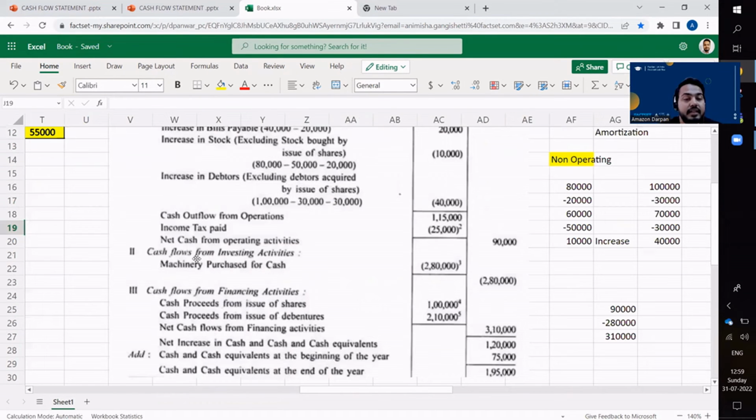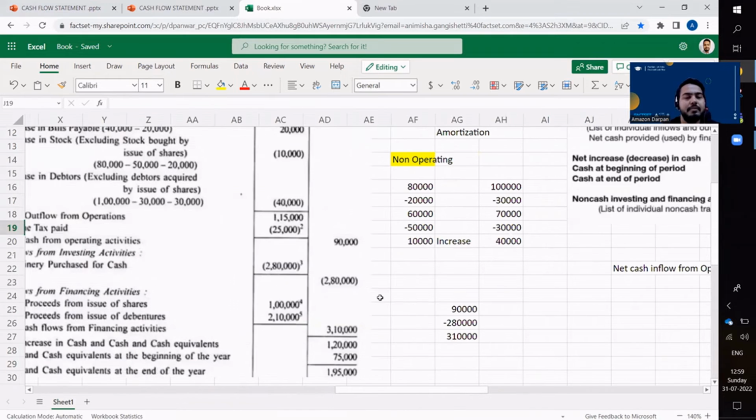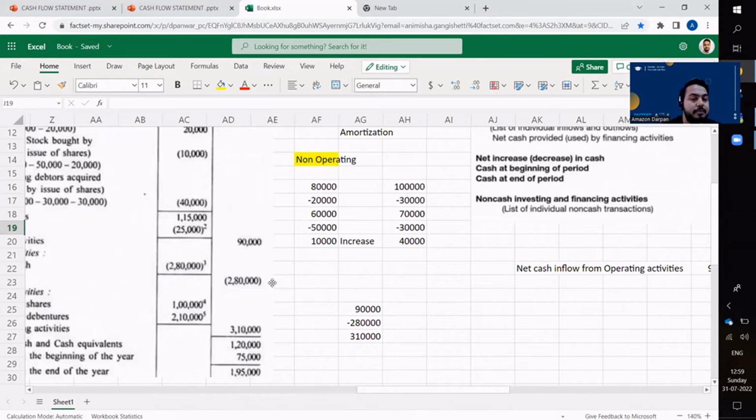So when we see the investing activity part, cash flows from investing activity, machinery purchase for cash, only the amount 2,80,000. I know it would be a bit complex for all of you to learn at one go, but this video will be helpful, and as you learn ledger accounts more often, definitely, I'm telling you, you'll be able to easily understand these concepts.